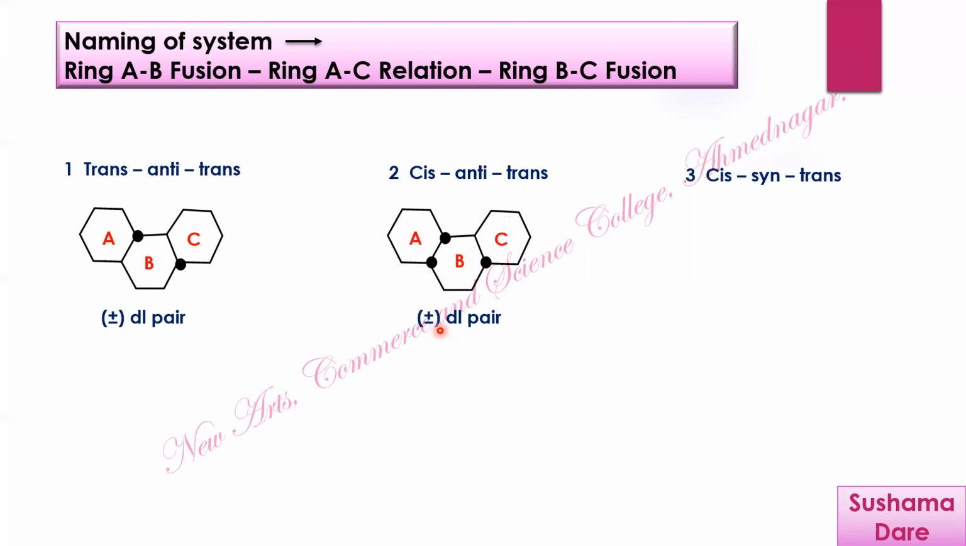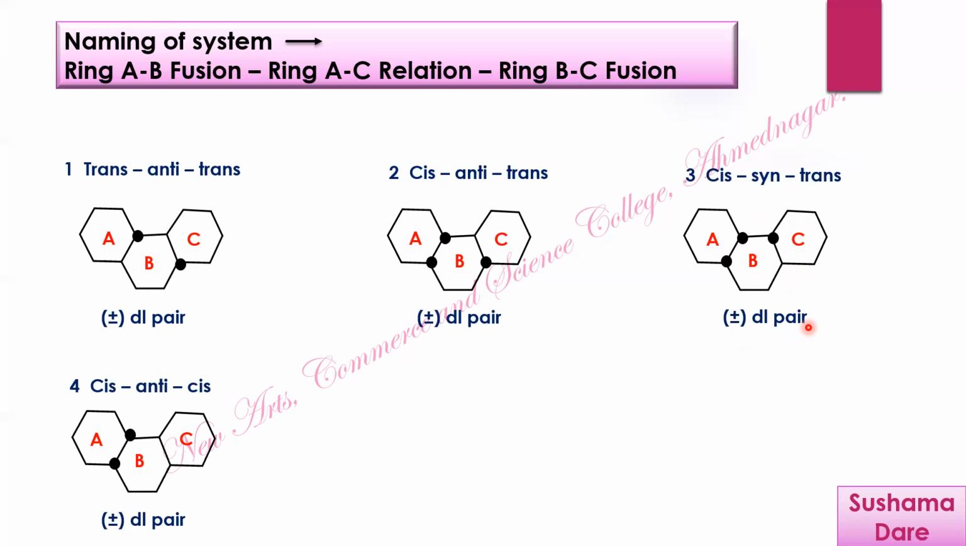The third one is cis-syn-trans. Now in cis-syn-trans, the AB fusion has the same stereochemistry at the fusion centers, therefore it is cis. The stereochemistry at the terminal rings is again the same relation, that is a syn relation. And the BC fusion has a dot here and no dot here, so it is a trans one. Again, this one also exists as a DL pair.